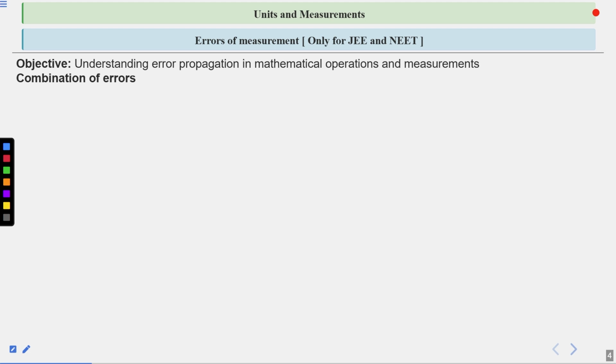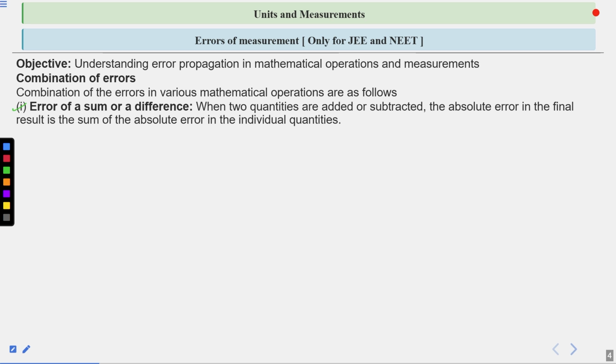Combination of errors. Combination of errors in various mathematical operations are as follows. First is error of a sum or a difference. Suppose we have two quantities and we add or subtract them. The absolute error in the final result is the sum of the absolute errors in the individual quantities.